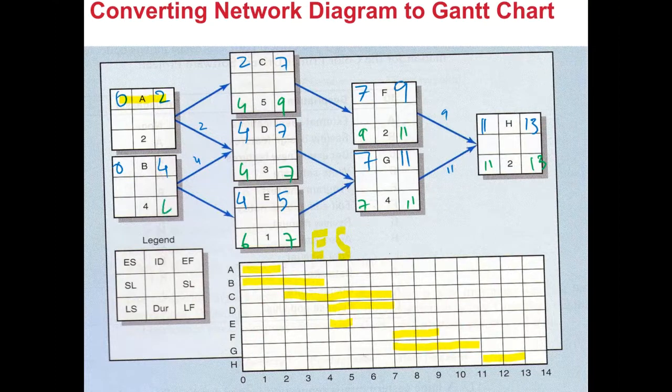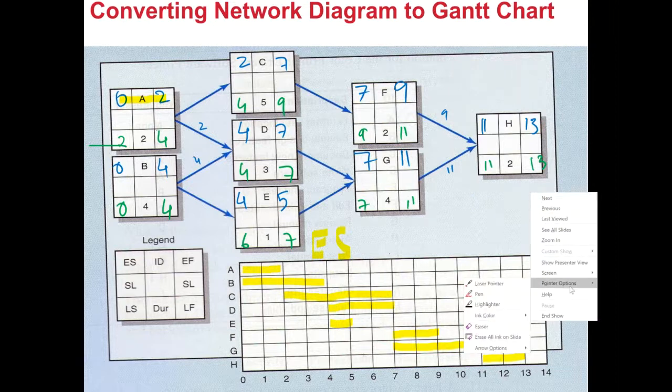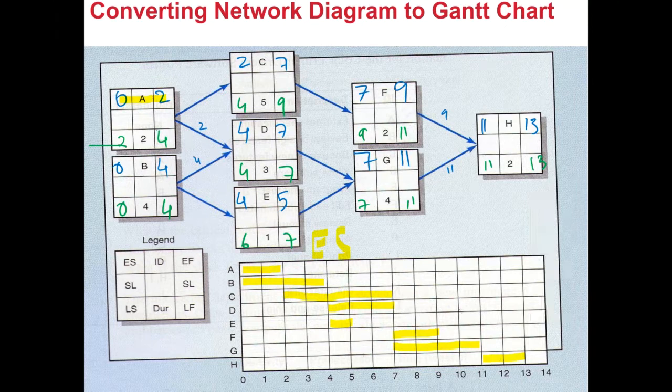So in the backward pass, we choose the smallest value. That's why I'm choosing 4. And here, right. So here we have completed the backward pass, and now we could identify the float. So the float for activity A is 2, for activity B is 0, 2 here, 0 here, 2.